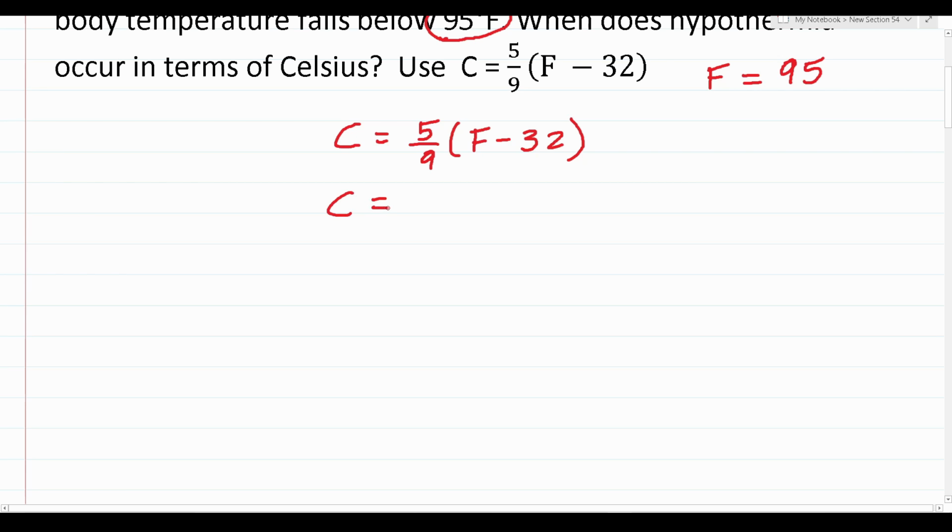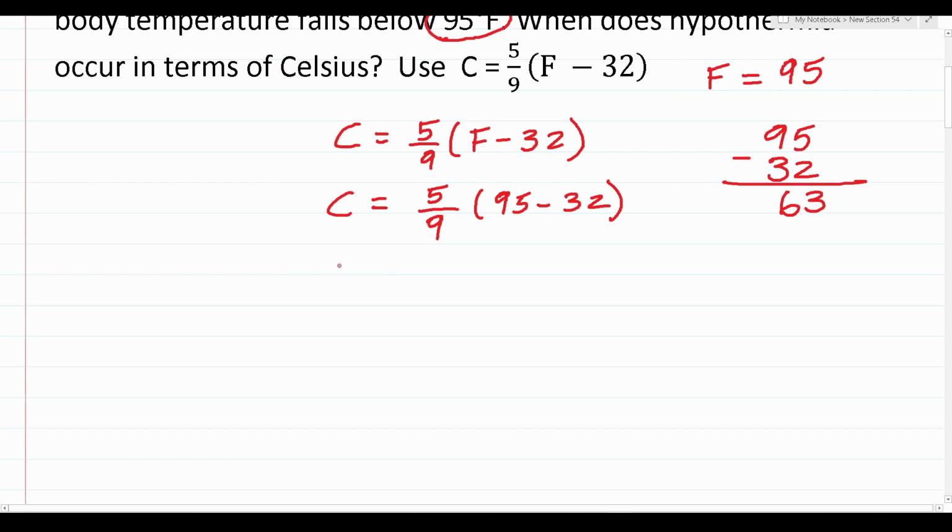We have Celsius equals 5 over 9 times Fahrenheit is 95 minus 32. All right, so according to the order of operations, we work out what's in parentheses before we do multiplication. So I'm going to work out this 95 minus 32 first. And I'm going to do that off to the side so as not to make any mistakes here. So we have 95 minus 32. 5 minus 2 is 3. 9 minus 3 is 6. So this becomes Celsius equals 5 over 9 times 63.